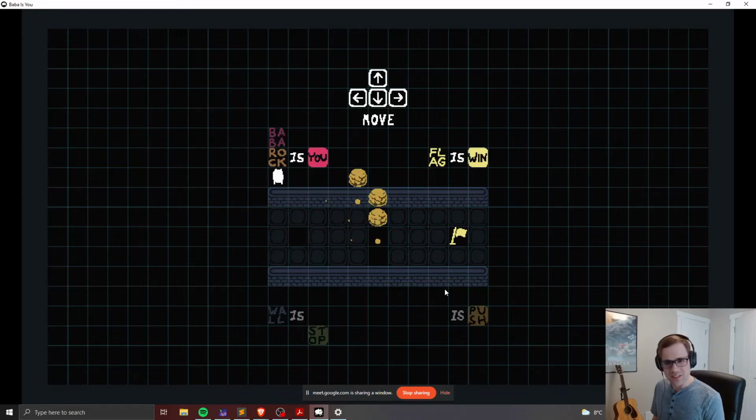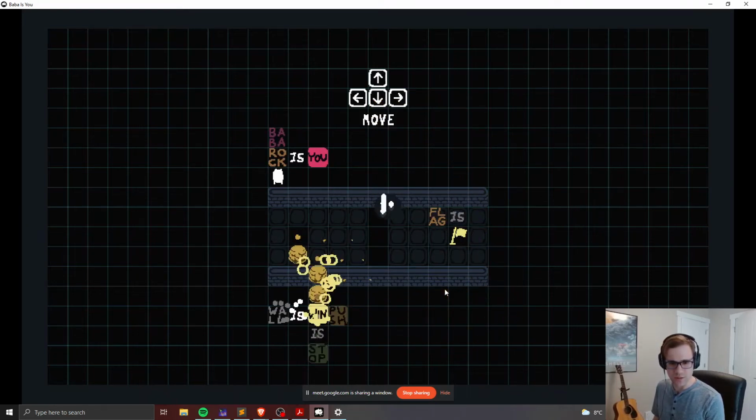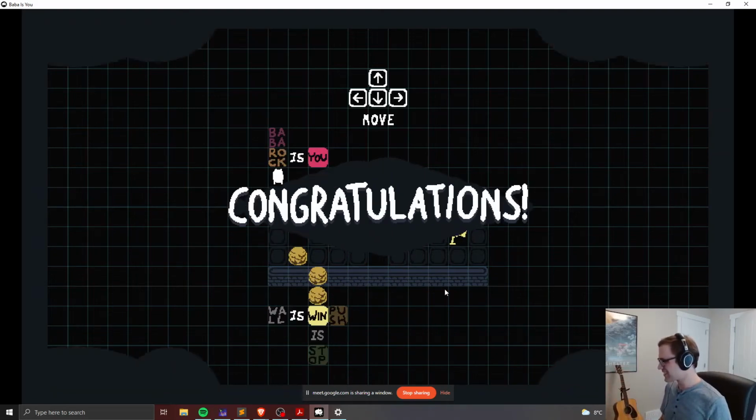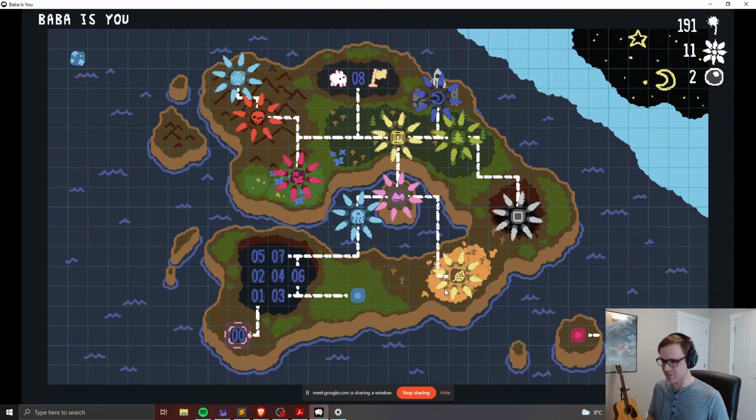What else could I do? I can maybe make, instead of flag is win, wall is win. And then all of a sudden you basically win the game just by overlapping with the wall. So you can see, even with a very simple set of four rules, you already create some interestingness with the puzzles going on.